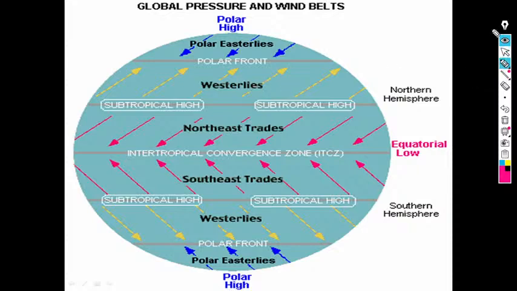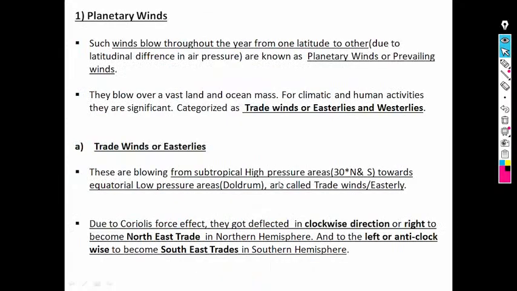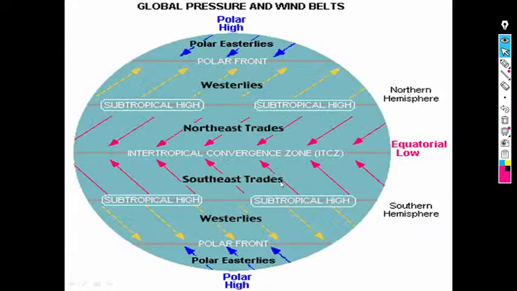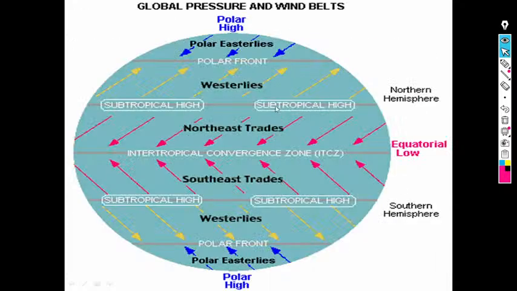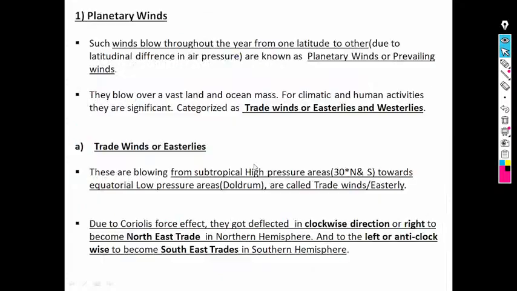Planetary winds, basically we can say westerly, northeast trades, easterly or westerly and polar easterly. Just look here, then we will come back to this page again.